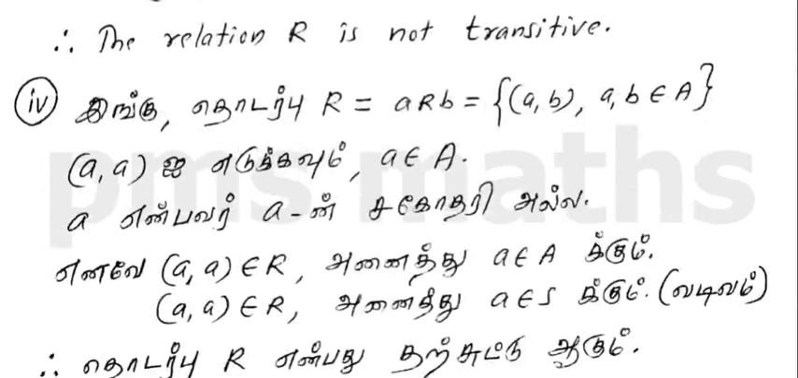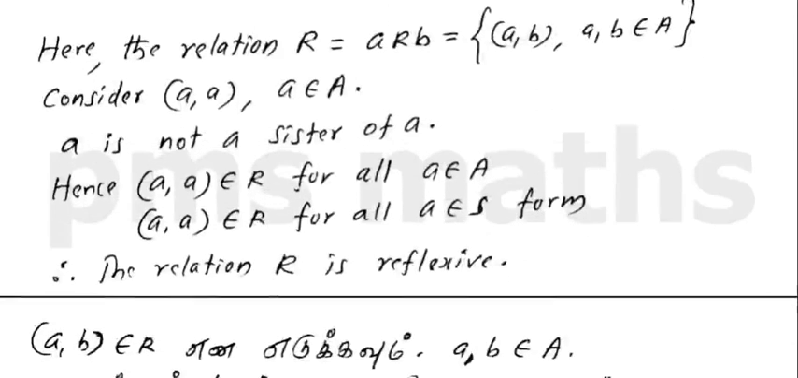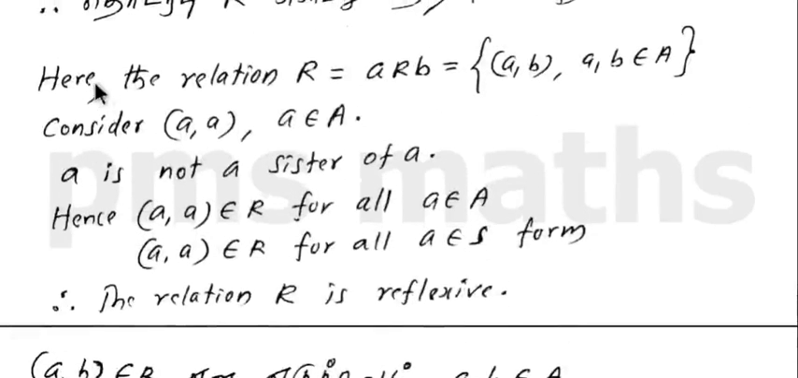Then the fourth one. The relation is given. Here the relation R is equal to {(a, b) : a is not a sister of b}, where (a, b) belongs to A. Here A is the set of all female members in a family. Consider (a, a), a belongs to A. A is the set of all female members in a family. A is not a sister of a, since a person is not a sister of the same person. Hence (a, a) belongs to R.